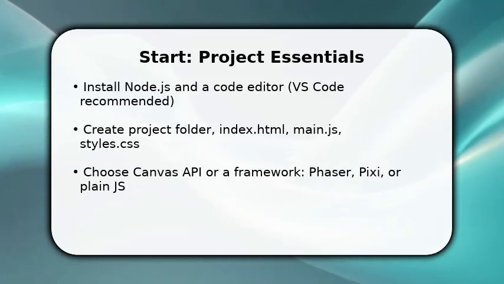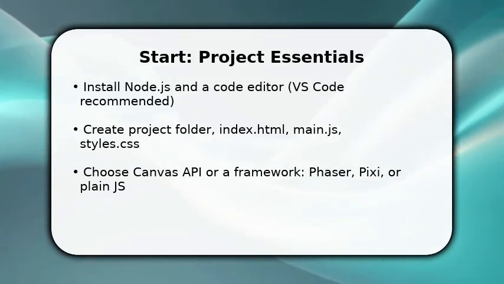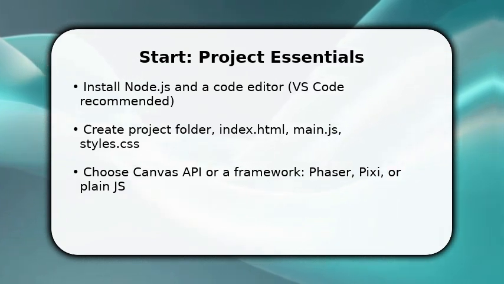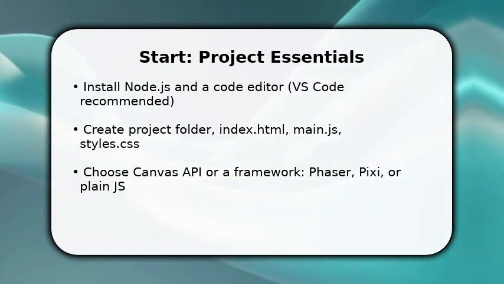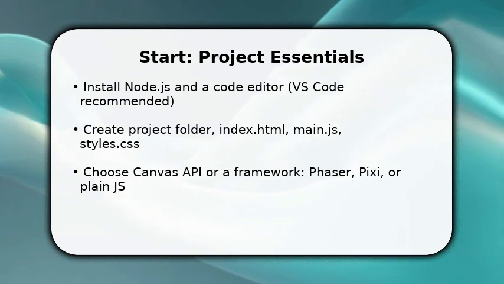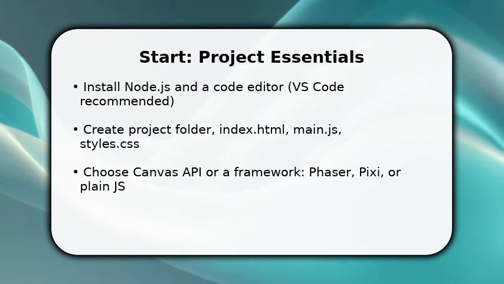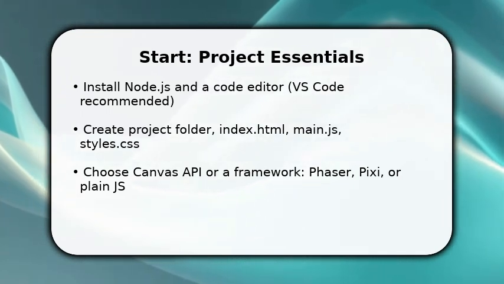You begin by assembling just what you need and then acting immediately. Install Node.js and open your editor. Create a folder with index.html, main.js and styles.css. Once done, wire a basic HTML file to load your script and a canvas element for rendering.